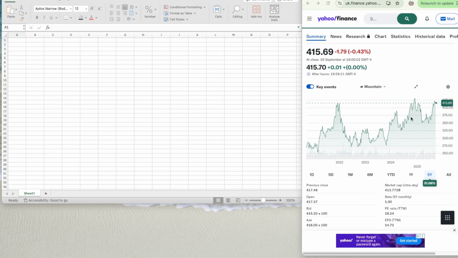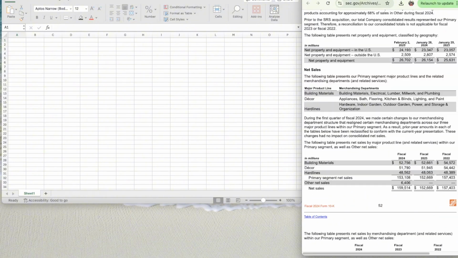As we can see on the chart here, Home Depot is at pretty much all-time highs now. Over the last 5 years, it's been hitting this 400, 430, but well, 425 mark, and then pulling back. And is it going to go up or is it going to go down from here? Let's see based on its ability to generate free cash flow. So without further ado, let's go straight to the financial statements.